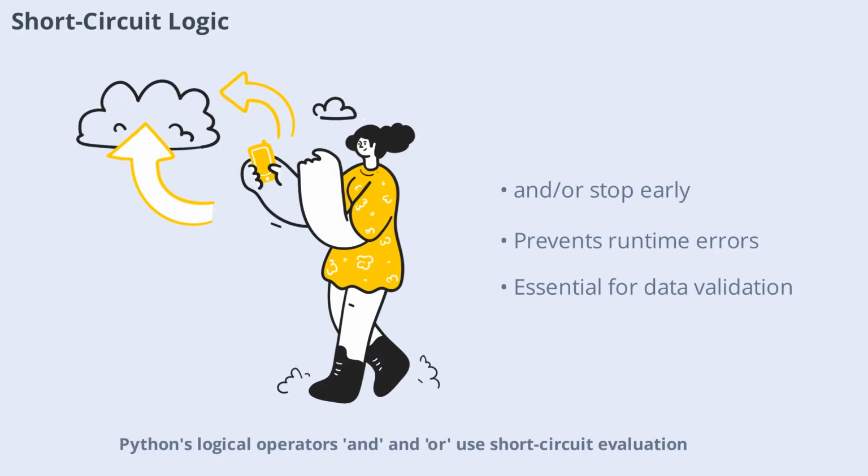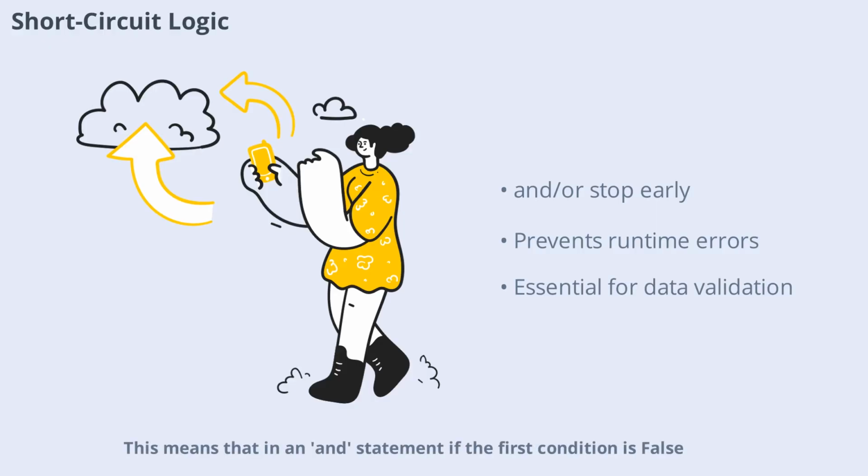Python's logical operators, and or, use short-circuit evaluation. This means that in an AND statement, if the first condition is false, Python doesn't bother checking the rest. In an OR statement, if the first condition is true, it stops right there. This feature protects your code from unnecessary errors like trying to access data that might not exist. In AI, it's especially useful when validating streaming data before running complex operations.